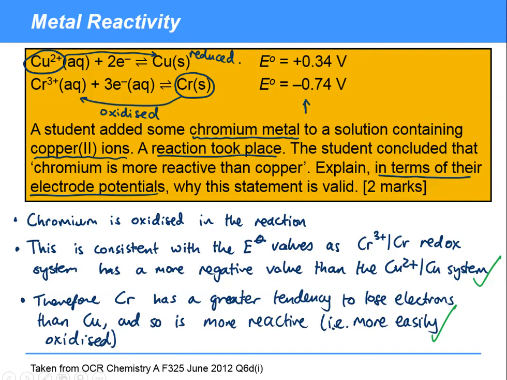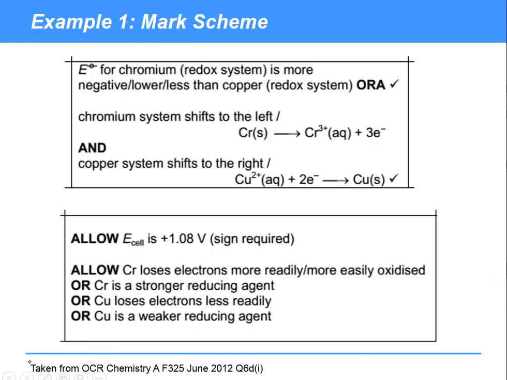So you can talk either in terms of the fact that the equilibria will tend to shift to the left, but that's just another way of saying that chromium loses electrons more readily, or chromium has a greater tendency to be oxidized. And notice here you can, for the first marking point, calculate the expected cell potential, but it's not an absolute essential thing to do here.